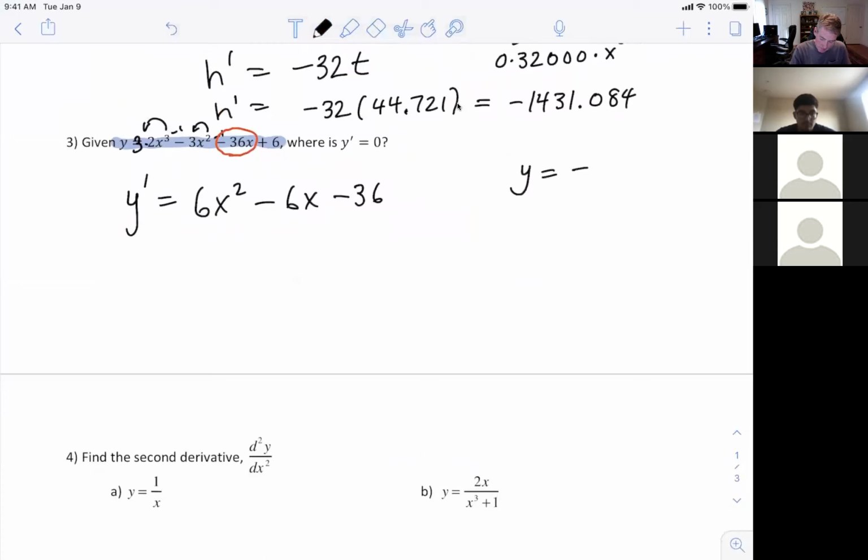Or another way to look at that is, the derivative tells you the slope. Well, if you just have the line y equals negative 36x, well, from algebra, then you know that the slope is sitting in front. So that means that the slope, or the derivative, just equals the number in front.